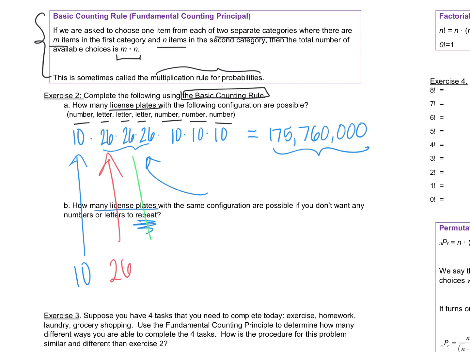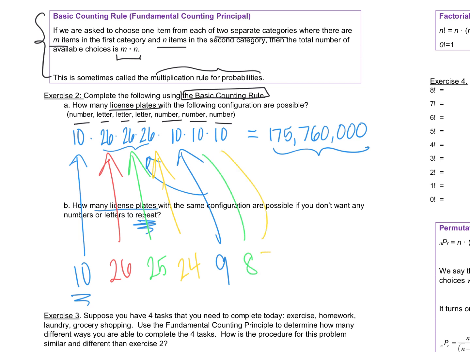But then, because I don't want to repeat, once I choose a letter, then there's only 25 ways to choose the next one. And if I chose those two letters, then there's only going to be 24 ways left to choose the last one. Similarly, with the numbers, if I chose my first digit for the beginning, then there's only going to be 9 more ways to choose that next one. Then there'll be 8, and then there'll be 7. And so when we multiply this together, it's going to be a smaller amount because there isn't that repetition. Let me put my commas in here with the calculator. It's only 78 million.